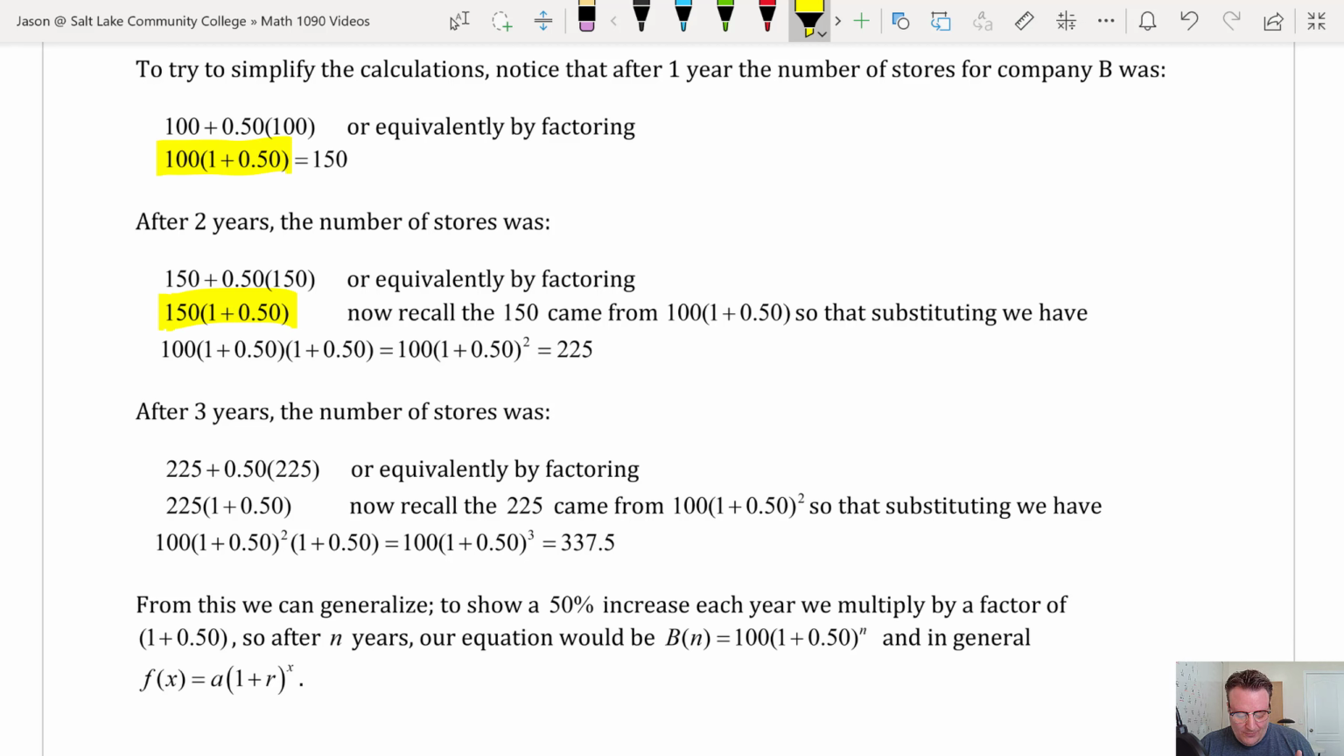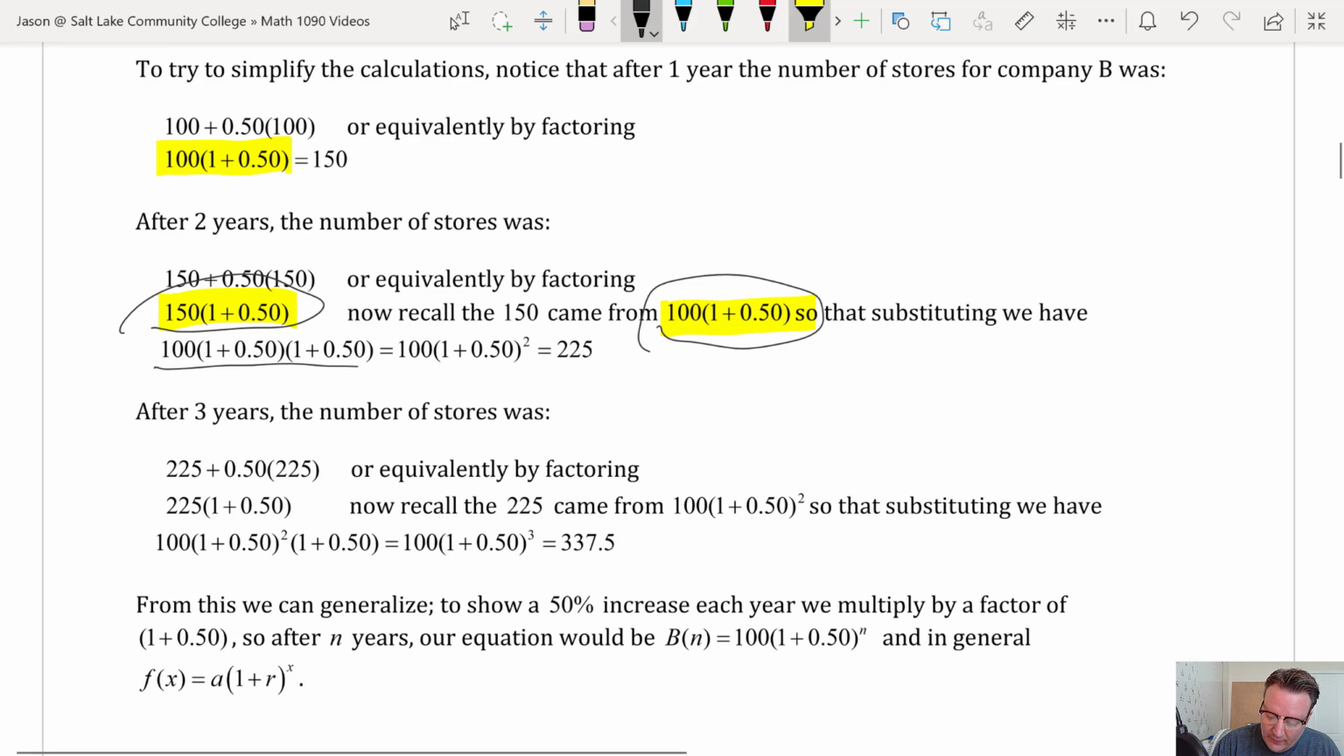But what can we do to that? Well, recall that the multiplier out front, that 150, it originally came from 100 plus 100 times 1 plus 0.5. So if we replace the 150 in this expression right here with this expression, which is equal to 150, then we get this quantity down below, or this is the key one right here, okay?